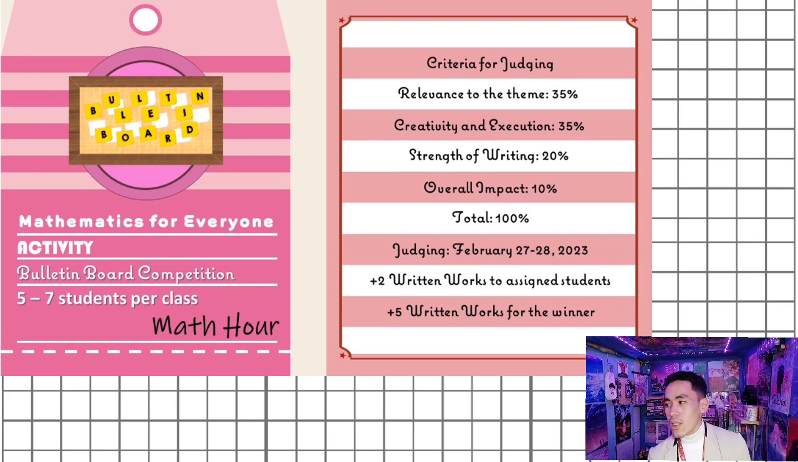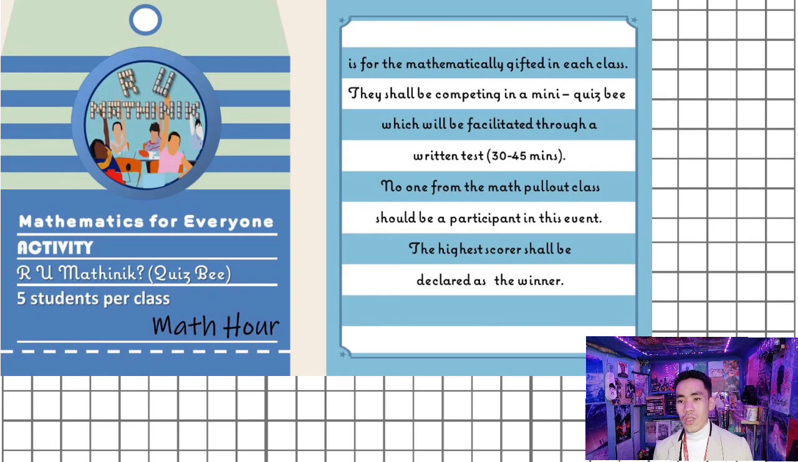For the next activity, this one in particular is for 5 students, and this one is only for our regular students. By regular, these students should not be part of the math pull-out classes, to be fair. Basically, this is for the mathematically gifted in each class, and they shall be competing in a math quiz bee, a mini quiz bee.